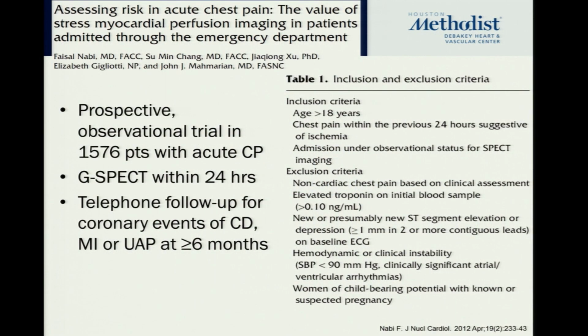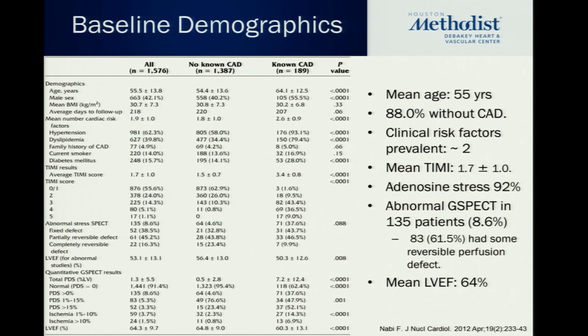So this was nuclear. Obviously, the nuclear literature has a lot of data out there. This is data from our own lab. We looked at a prospective observational trial, 1,500 patients, acute chest pain. They all got gated SPECT. We followed them up at 6 months to see how they were doing.